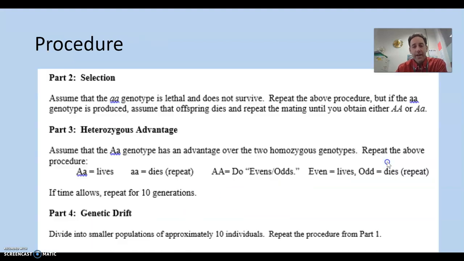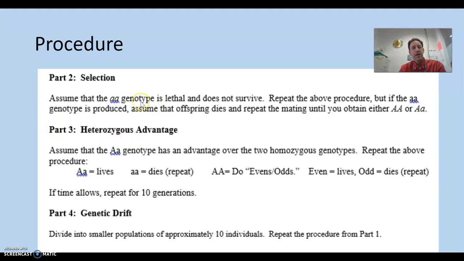Okay, so once we do that, then we would repeat this to do 3 other simulations. So the second one is we're going to simulate natural selection. In this case, we assume that the little a genotype is lethal and does not survive. So if Ms. Rung and I were to do this and the offspring turned into a little a, we would basically say, oh, that offspring died, and then we'd repeat the procedure until we got a viable offspring. So we're basically selecting against little a, and then ultimately after a number of generations, we'd figure out, well, how does that affect the frequency of genotypes?